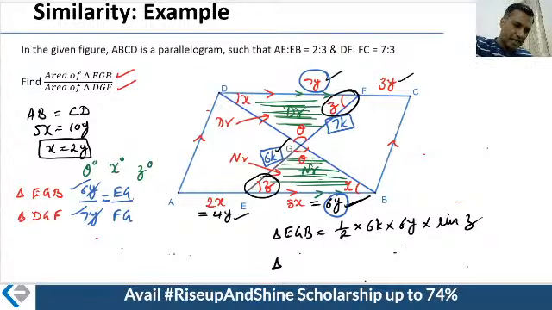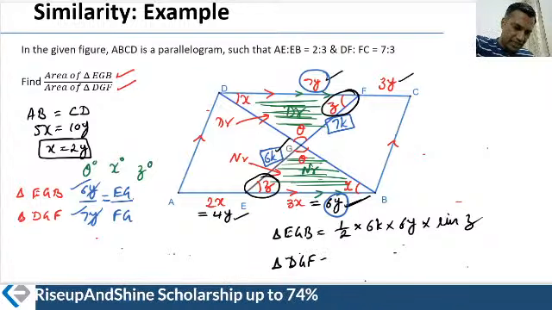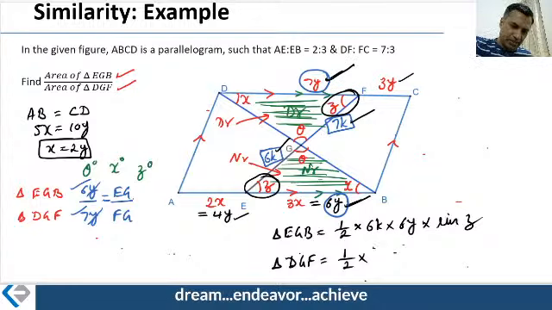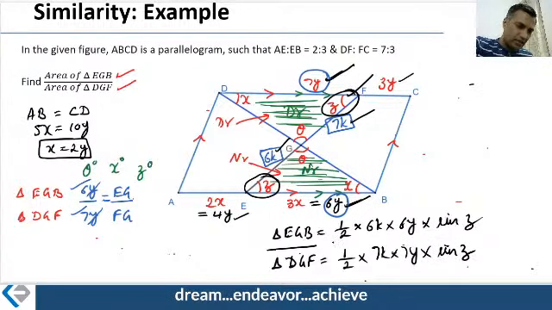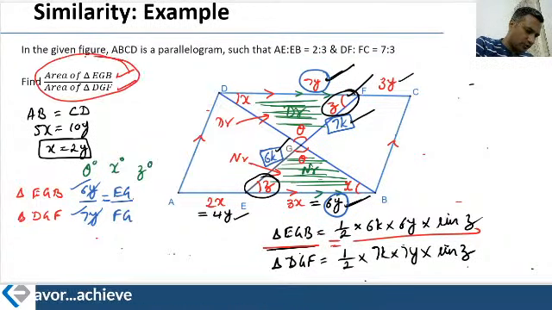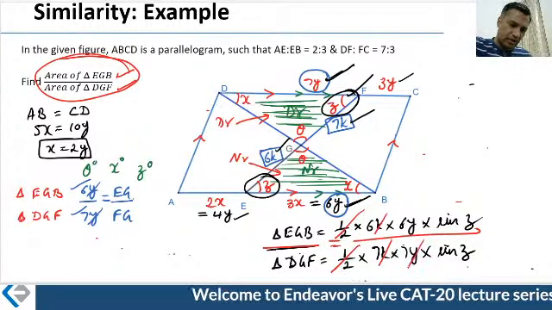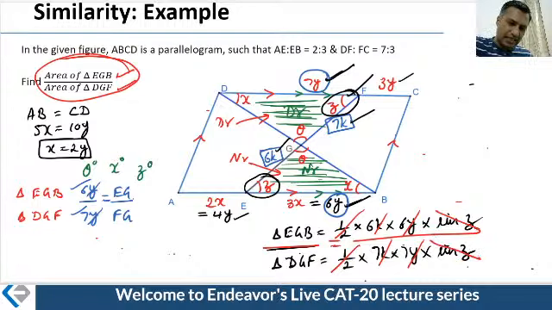Now the area of the triangle DGF. How do I write it? Half, 7K into 7Y and the included angle. What is the included angle, friends? Z, therefore sine Z. What I want here is the ratio of these, because the author is asking for the ratio. When I take the ratio, the K gets cancelled, Y gets cancelled, sine Z gets cancelled. Therefore you are left with 6 square by 7 square.